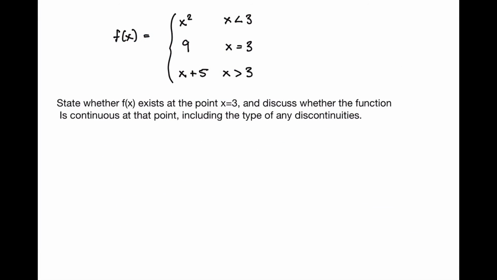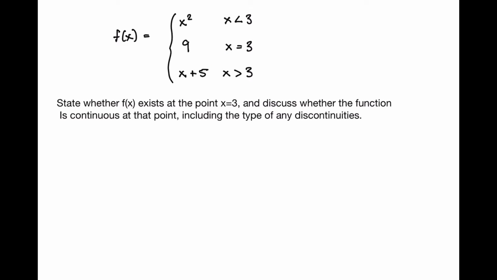What's up, guys? So today we're going to be doing a continuity style question that involves a piecewise function with three separate terms. So we've got x squared when x is less than 3, 9 when x is equal to 3, and then x plus 5 when x is greater than 3. So it looks like we're switching from function to function right when x is equal to 3.